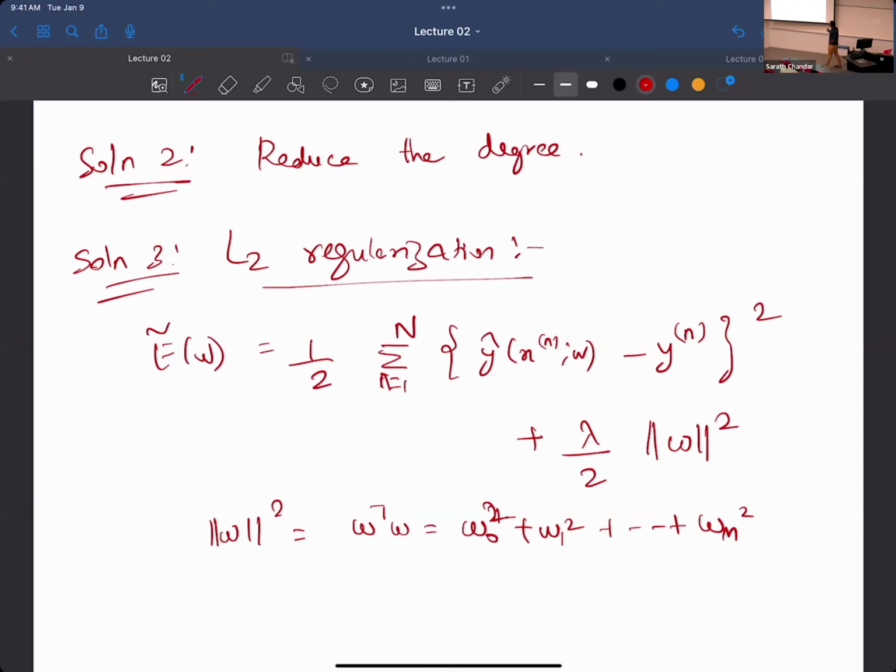Okay, that's a good question. So here, how does this help? How does this term really help? These are two objectives that we're trying to minimize. There is a trade-off between the two objectives, which is determined by this lambda. So the lambda that you see here is the regularization coefficient.